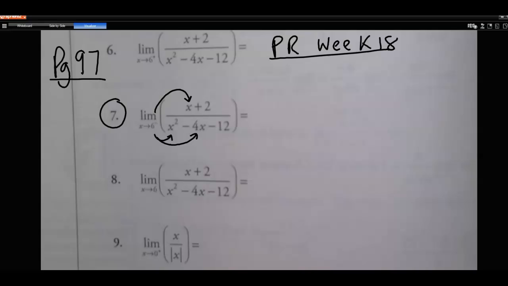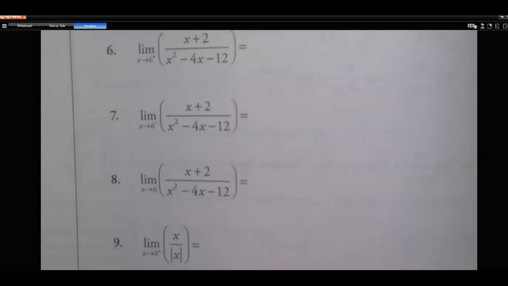So if I plug in 6 to the top, I'm going to end up getting 8. If I plug in 6 to the bottom, I'm going to get 36 minus 24 minus 12. And I end up with 0 on the bottom. And that's not allowed. And so direct substitution fails. Now when direct substitution fails, we have some other options. The other option would be either L'Hopital or factoring.